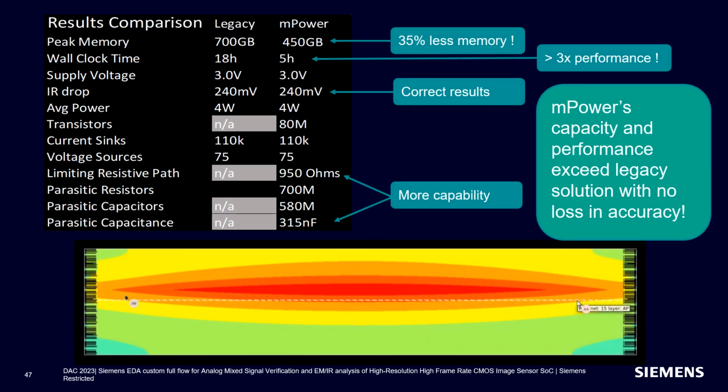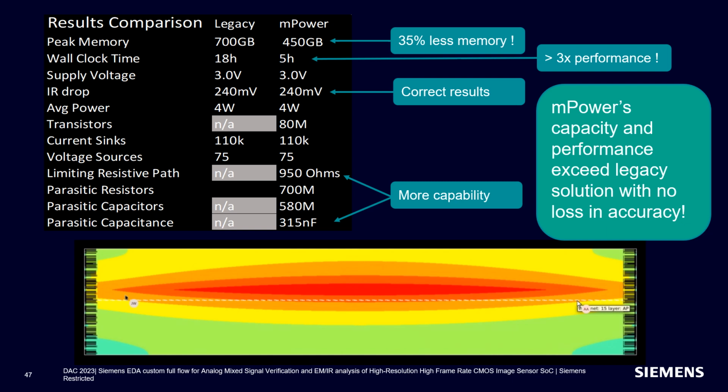Okay, so the main question remaining is, how does mPower performance compare quantitatively with the legacy EMIR flow at Forza? As shown in the comparison table, for the same accuracy, mPower runtime was 3 times faster with 35% less RAM usage compared to the legacy EMIR flow. Previously, what we could simulate on a 1 terabyte RAM server, now we can simulate on a more modest 500 GB server.